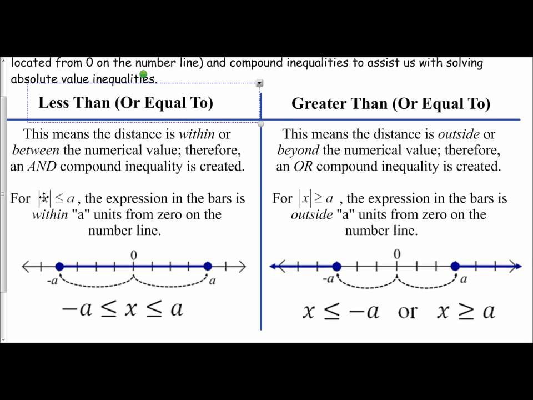So I have the absolute value of x is less than or equal to a, then I split it into this compound inequality where my x is located within a units of zero. And that's kind of like when we did the absolute value equations. I would put my expression above. So my x can be within a units to the right, so it's located here, or my x can be within a units to the left of zero, so it's here. So negative a is less than or equal to x, which is less than or equal to a. So if it's a less than inequality, we convert it to an and compound inequality.